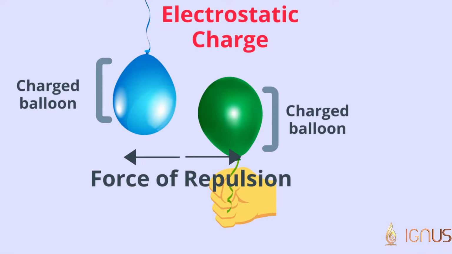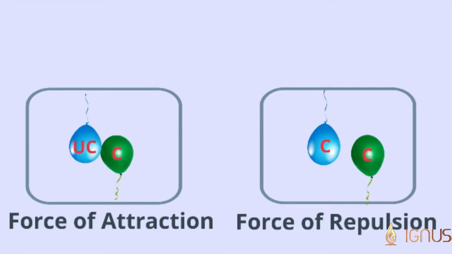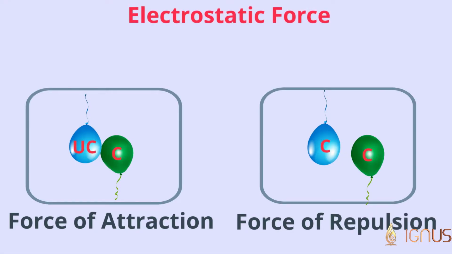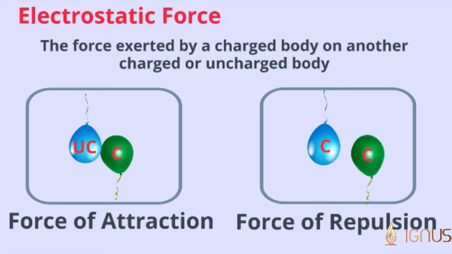What can we conclude from these two experiments? In the first case, there was a force of attraction between a charged and an uncharged body. In the second case, there was a force of repulsion between both the charged bodies. In fact, whenever we rub two bodies together, both of them acquire charge. Then this charge attracts or repels other charged or uncharged bodies when brought near them. This force exerted by a charged body on another body is known as electrostatic force. The electrostatic force can either be attractive or repulsive in nature.